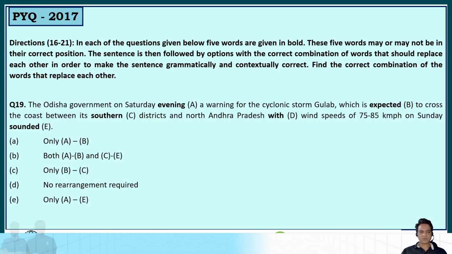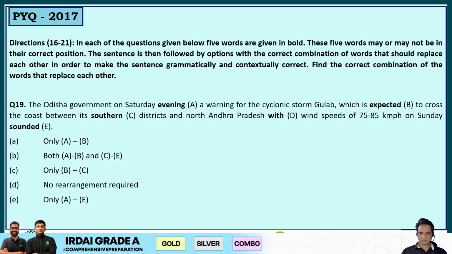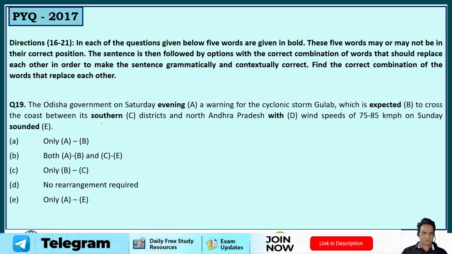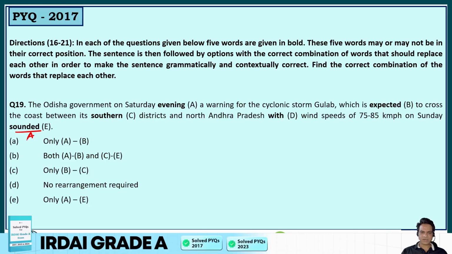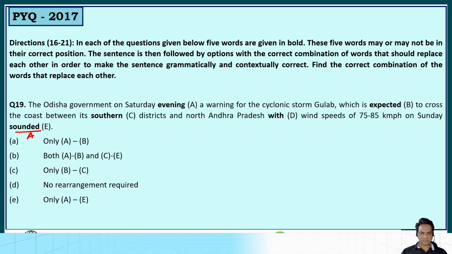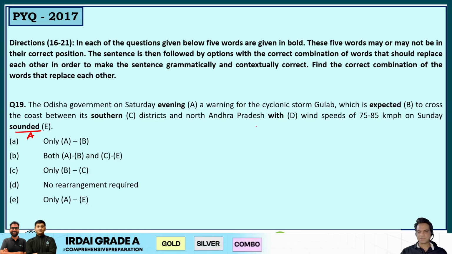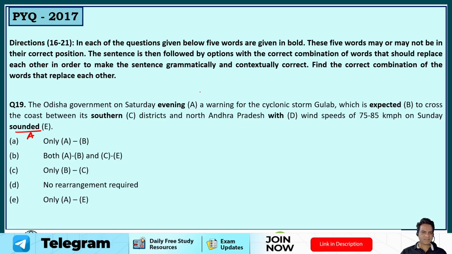Next question, guys. The Odisha government on Saturday evening, I think evening is correct. Evening a warning? No. Expected a warning? No. Southern a warning? No. Sounded a warning? Yes. So the Odisha government on Saturday sounded a warning for the cyclonic storm Gulab, which is expected to cross the coast between its southern districts and North Andhra Pradesh with wind speeds of 75 to 85 kilometers per hour on Sunday evening. So A with E, clearly A with E, option E is your correct answer.